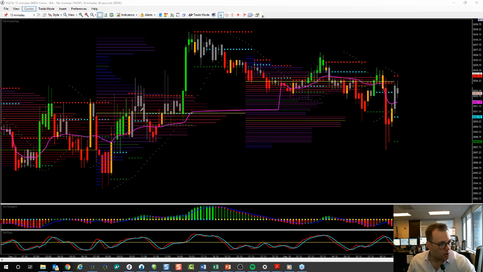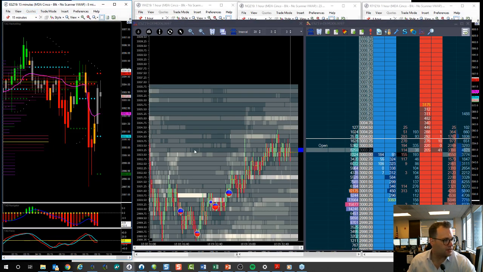This pink line, everyone always asks what that is. That's a VWAP, volume weighted average price. It's kind of like just a moving average of volume traded prices, and that's something that you can add on the DT Pro platform. So we're talking about the equities.